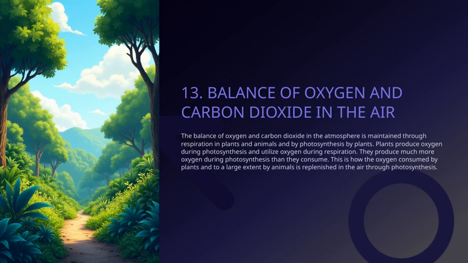But here's the interesting part. During photosynthesis, plants produce way more oxygen than they use in respiration. This excess oxygen is then released into the atmosphere, helping to replenish what animals and humans consume when they breathe. So, in essence, photosynthesis acts as a kind of natural oxygen generator, balancing out the oxygen we use and ensuring there's enough in the air for all living things.